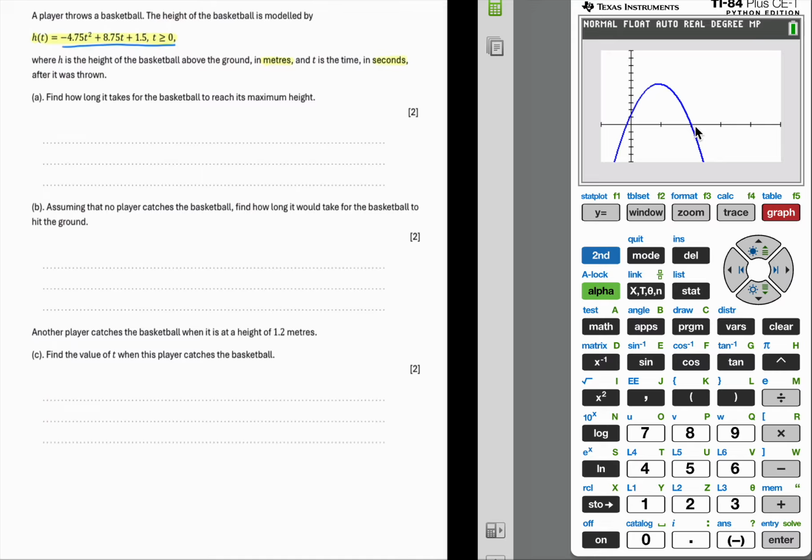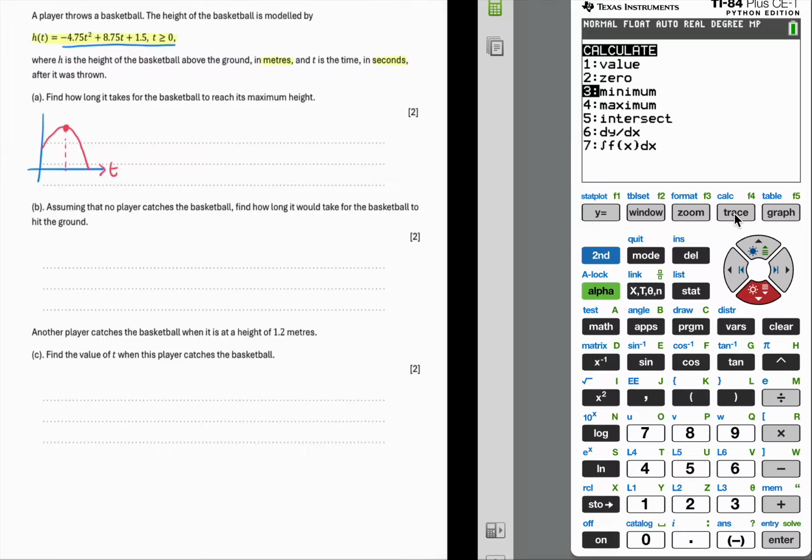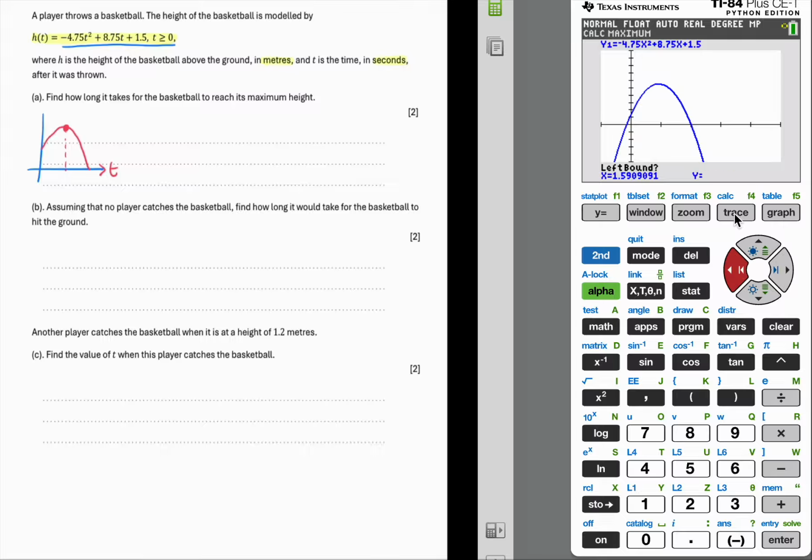and then landed on the floor. So the first one is to find out how long it takes the basketball to reach its maximum height. So if we think about our diagram here, something like this, we want to find out what is the time, this is the time axis, at the maximum height. So we're now going to go to second function trace and find the maximum.